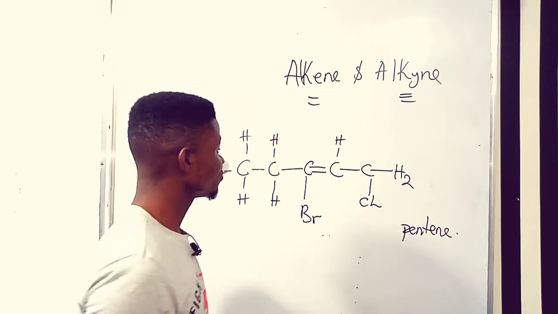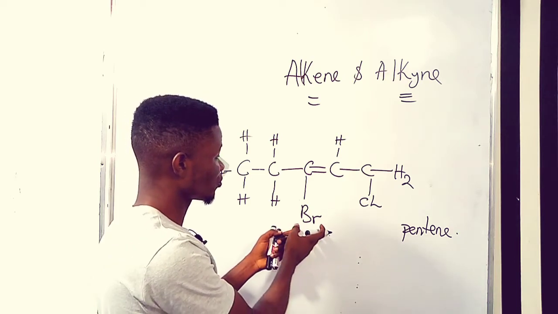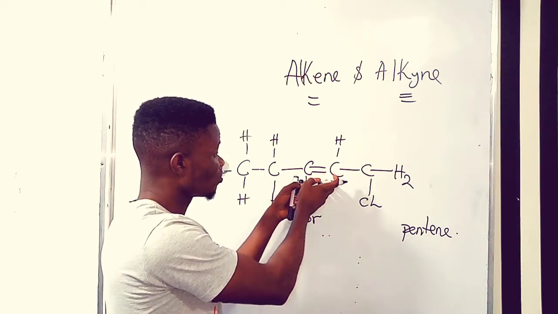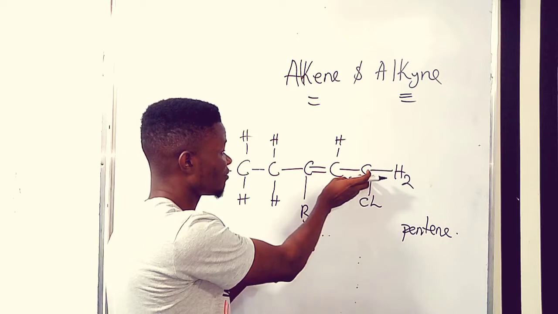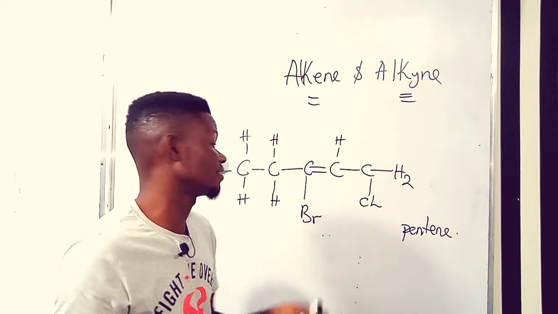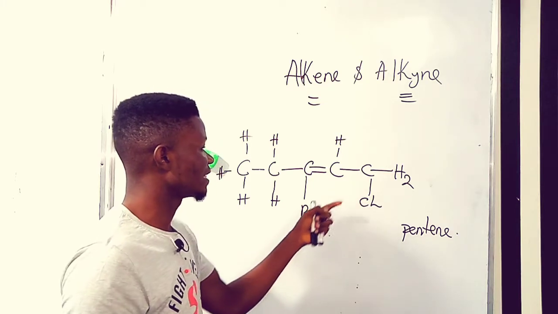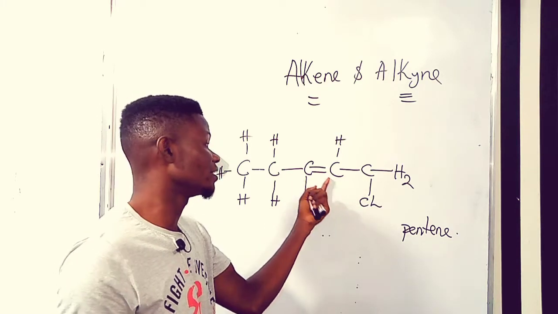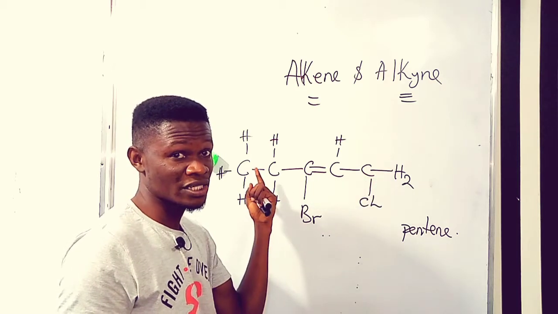Alright, the next thing we are going to look at is the position of the double bond. We have 1, 2. So we are looking at pent-2-ene. Since we are counting from here to give pent-2-ene, that means we're also going to name it from this direction.